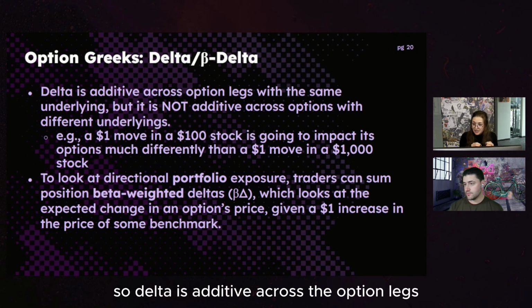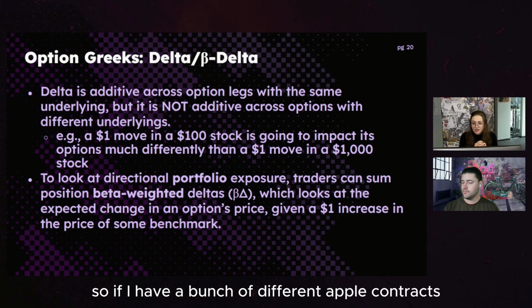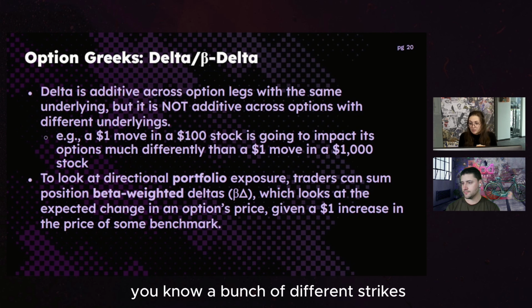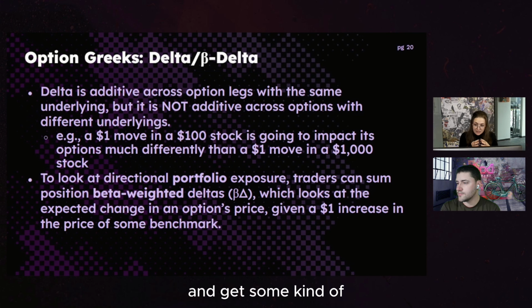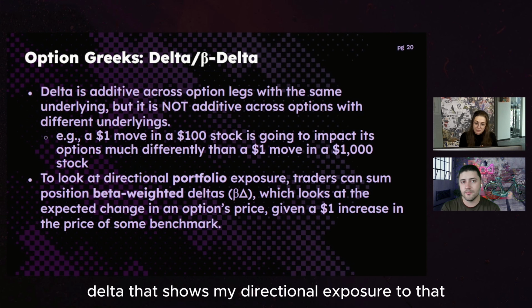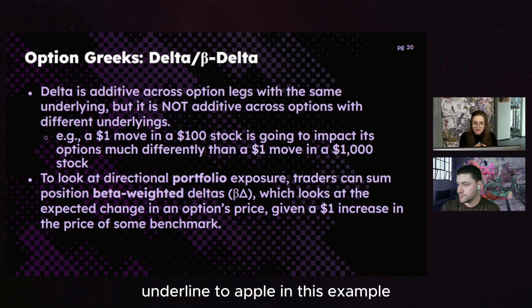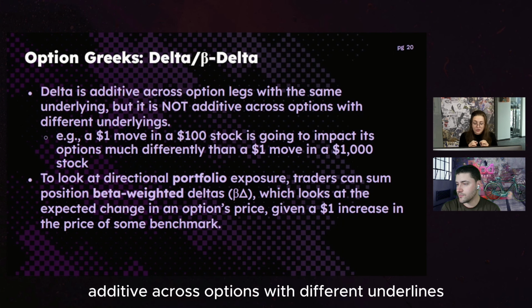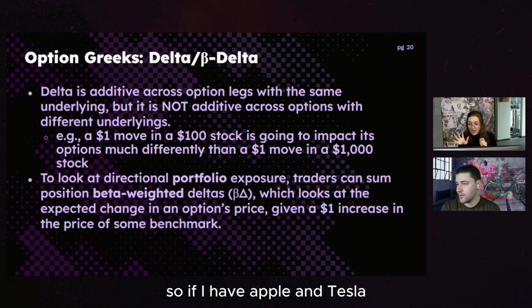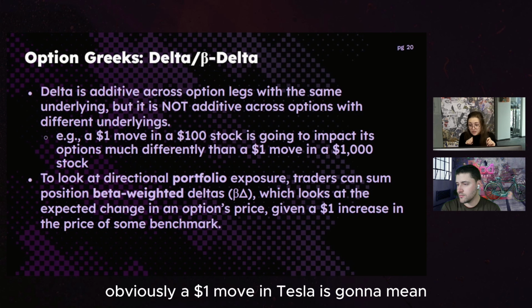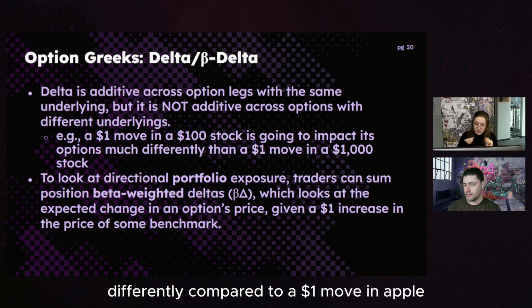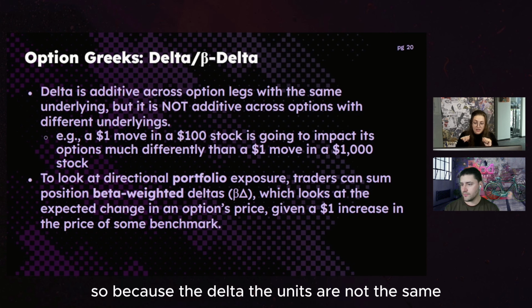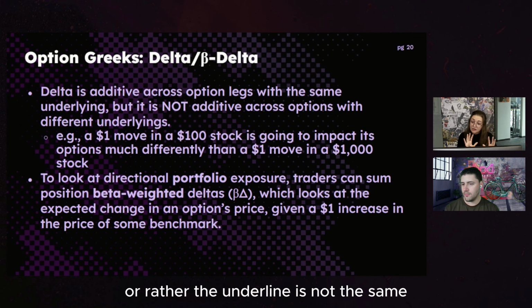So to just recap how we use delta. Delta is additive across the option legs with the same underlying. So if I have a bunch of different Apple contracts, a bunch of different strikes, a bunch of different expiration cycles, I can add all those together and get some kind of delta that shows my directional exposure to that underlying, to Apple in this example. But it's not additive across options with different underlyings. So if I have Apple and Tesla, obviously a $1 move in Tesla is going to impact the options pretty differently compared to a $1 move in Apple.